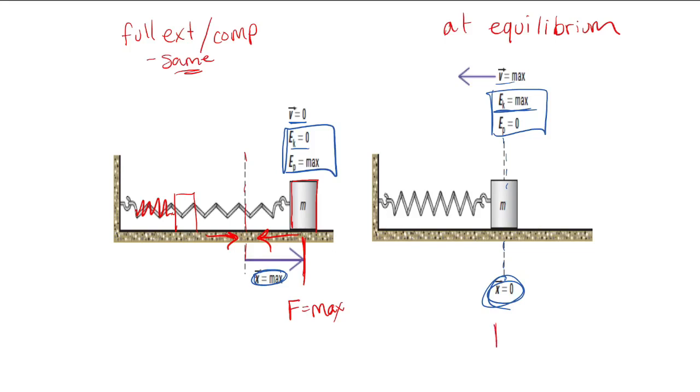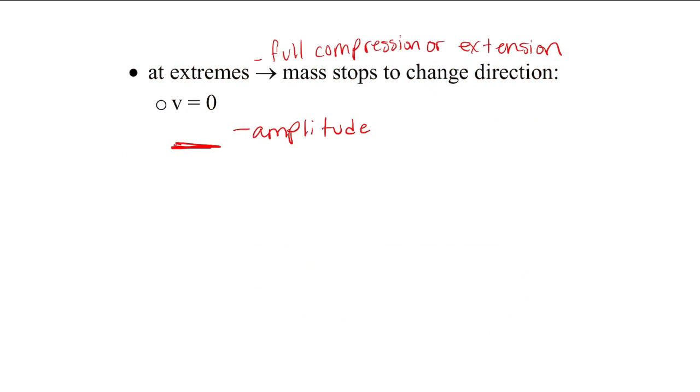But when it's at equilibrium, what do you think my force is here? Remember, force always wants to get it to equilibrium, and it's at equilibrium. So the force is like, yay, I'm good, I'm done. So that's what's happening. The force is maximum at the extremes, and then it's just getting smaller and smaller and smaller as it moves towards equilibrium.